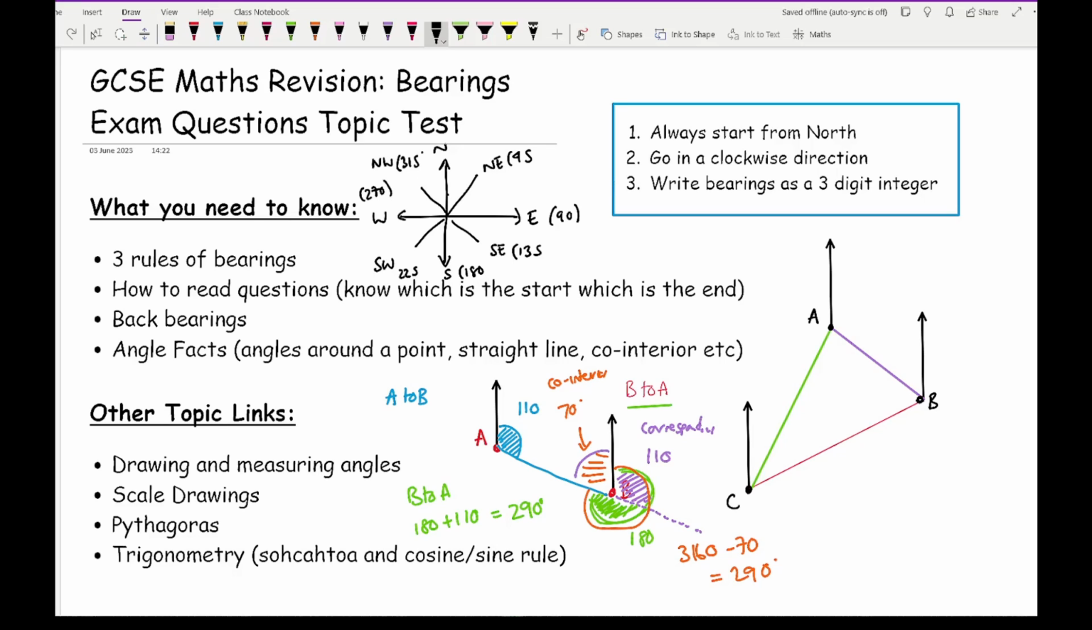Now these are all angles that you do need to know. Sometimes the bearing might not be given, but it might give you a compass point, so it's really important that you know what angle each of those compass points is at, remembering the 3 rules of bearings, and you need to go in a clockwise direction. Even when going anti-clockwise might be quicker and easier, you've always got to go in a clockwise direction.